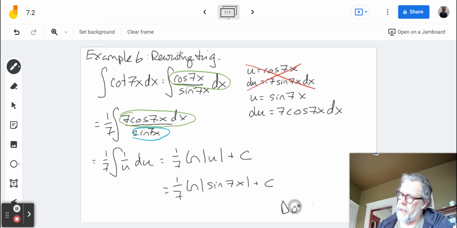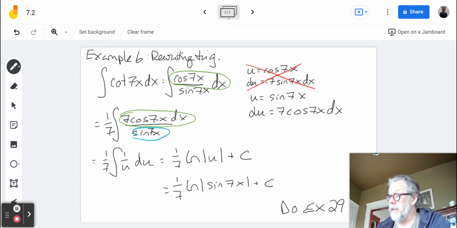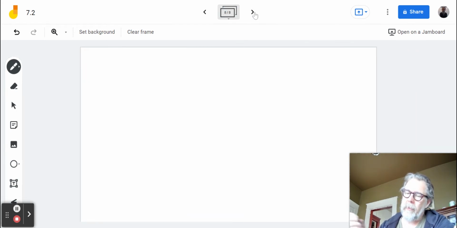If you are skeptical, you could spend a little bit of time actually taking the derivative of 1/7 natural log of absolute value of sine of 7x plus a constant and see if you get cotangent of 7x. And if you totally believe me that everything I did was true, you could do exercise 29 out of the book and then come back for the next example, which is example 7.